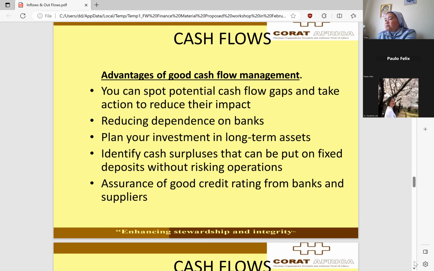For example, you can identify cash surpluses, or find some funds on which you allocate money so that if anything goes wrong at any level, you have money ready to be used in these cases.